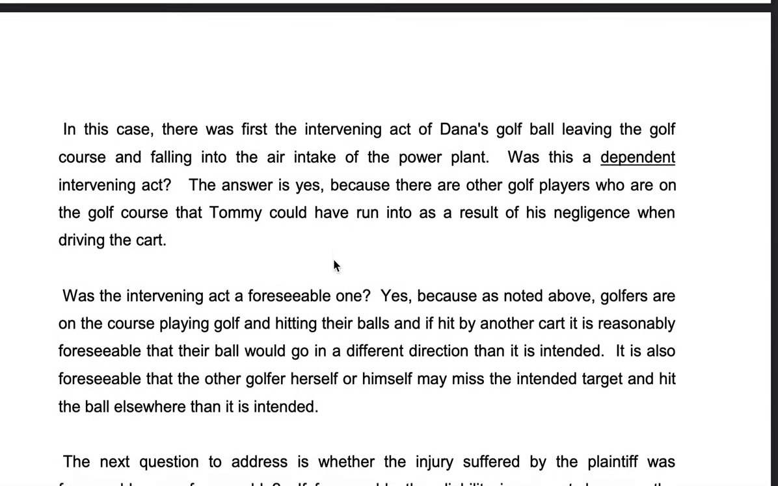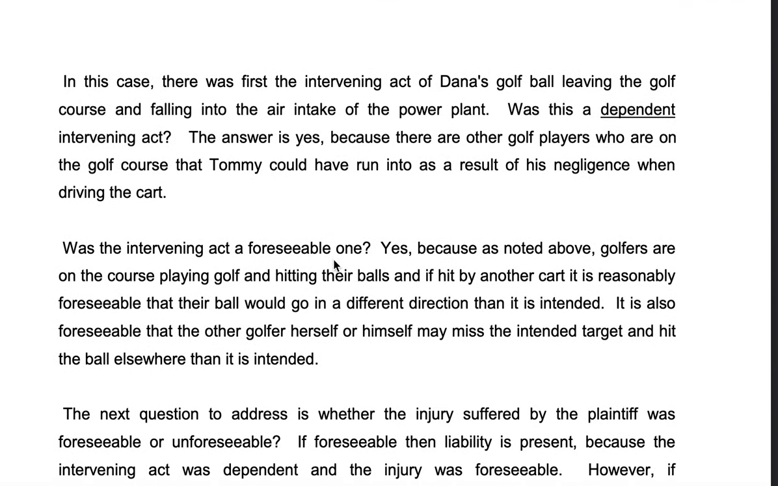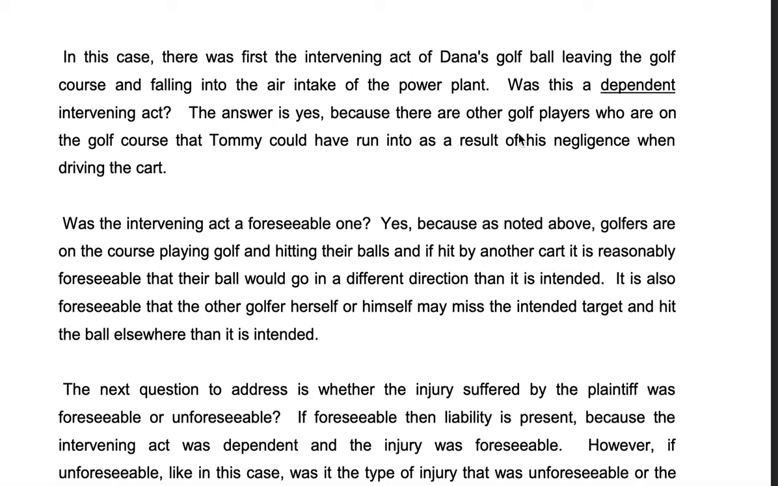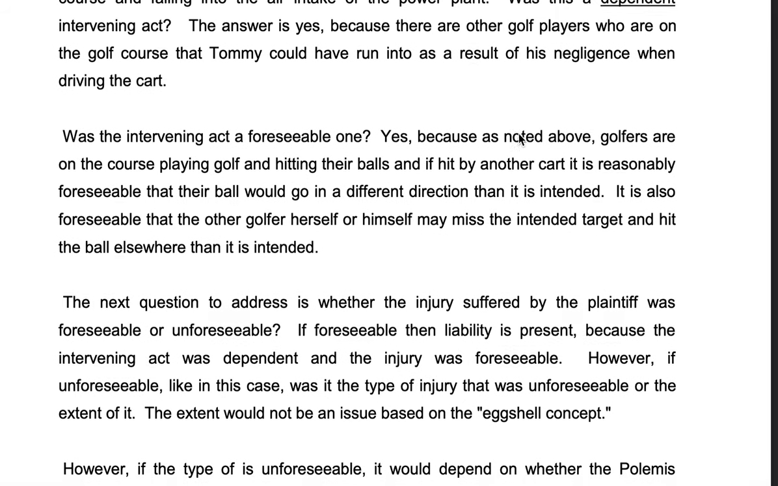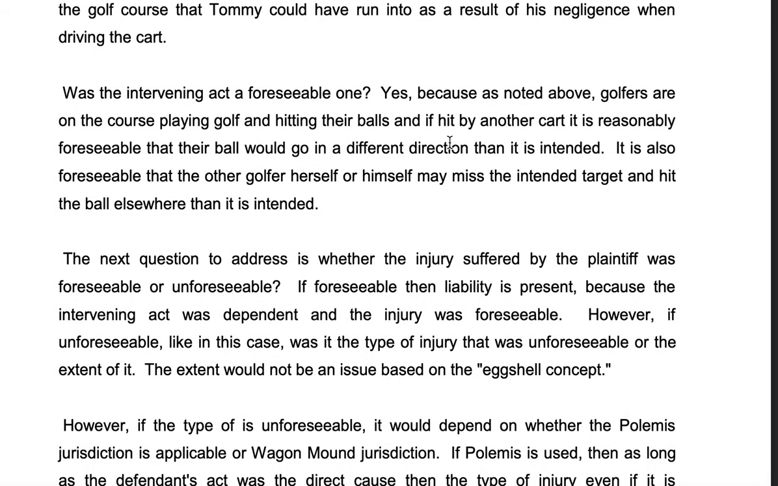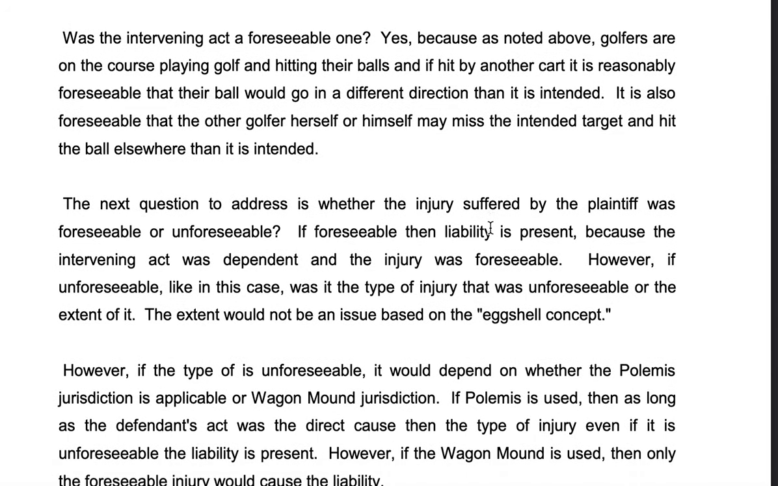In this case, there was first the intervening act of Dana's golf ball leaving the golf course and falling into the air intake of the power plant. This was a dependent intervening act. The answer is yes, because there are other golf players who are on the golf course that Tommy could have run into as a result of his negligence when driving the cart. Was the intervening act a foreseeable one?